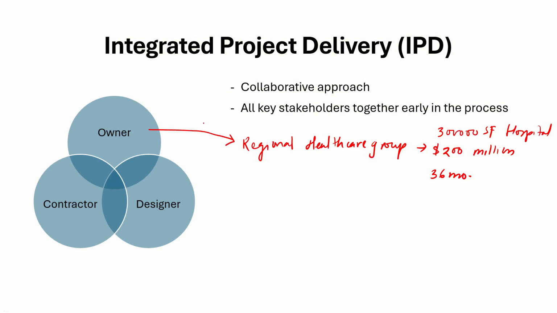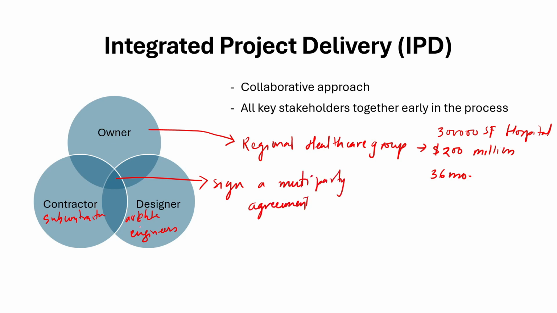Here, how IPD, or integrated project delivery, works is that there will be earlier team formation. The owner, the regional healthcare group, brings together a collaborative team of contractor and designer early in the project, including architects, engineers, contractors, and key subcontractors. They all sign a multi-party agreement that outlines shared responsibilities, risks, and also rewards. Then the team defines project goals, such as reducing energy consumption by 30%, improving construction efficiency, and so on.